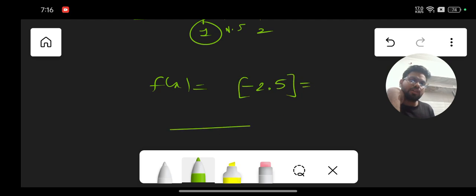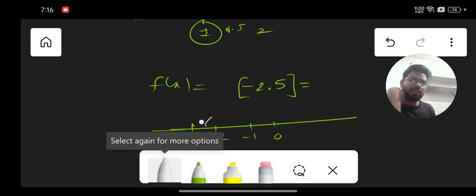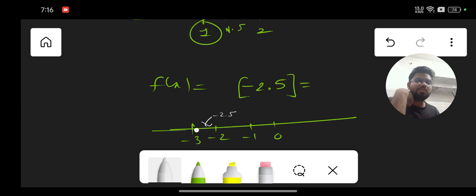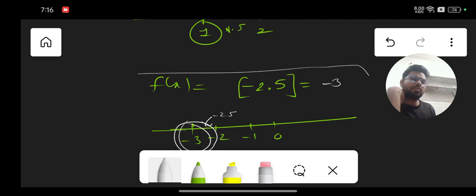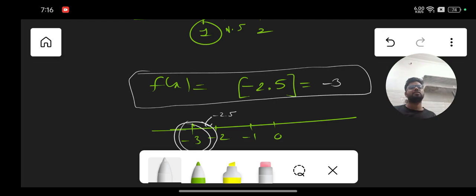So I already told you, suppose this is 0, this is minus 1, this is minus 2, and this is minus 3. Now minus 2.5 is present between which, beta? This interval. So what is the previous value of minus 2.5? Minus 3. Got it? So the result is minus 3. I hope it's clear. Okay, that is all about the greatest integer function.